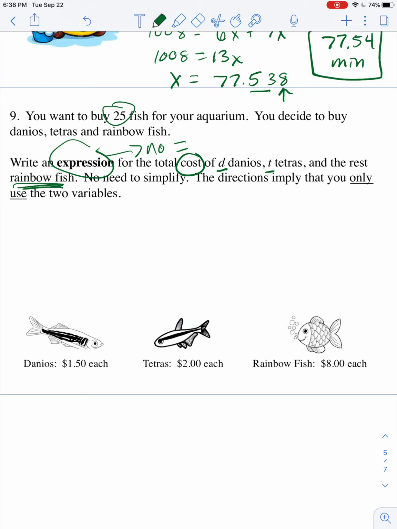The directions imply that you only use 2 variables. So the problem is I don't have a variable for rainbow fish. I don't get to use just an R. So they're saying you're going to have your Danios plus your tetras plus your rainbow fish, but you don't have a variable for that. So you're going to have to figure out how to represent that, and that's going to add up to 25. So this is kind of like the underwater camera problem where you knew that you had 20 altogether, but some of them were regular and some were underwater. You have to figure out how to represent these rainbow fish in these other variables.